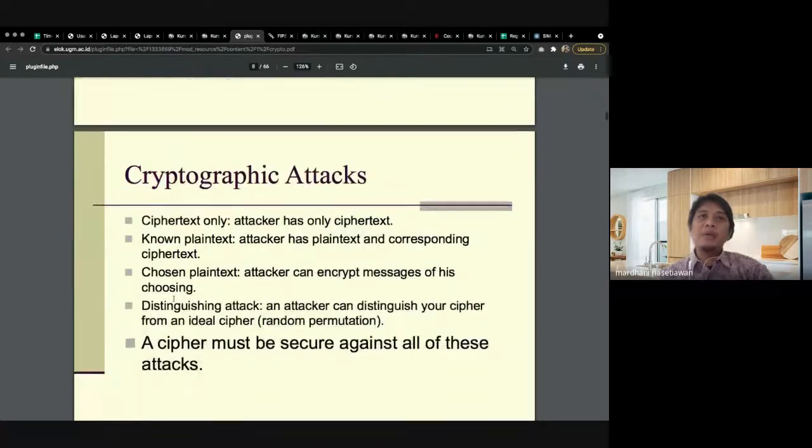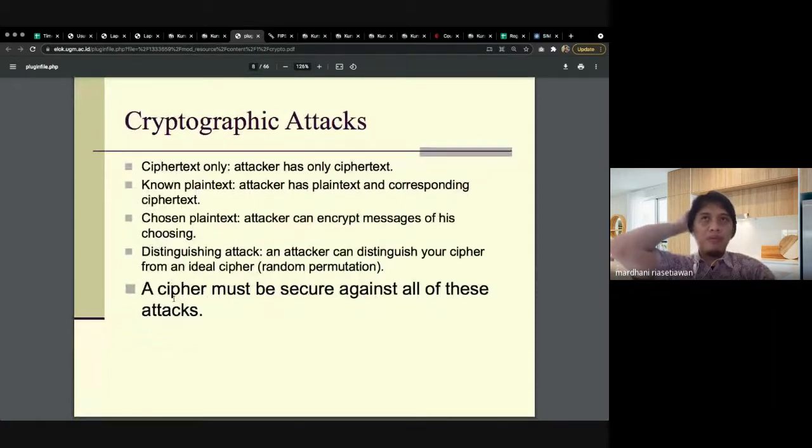Of course, in cryptography we also have some threats or challenges. Even when we already use the secret key, the public key and the digital signature, some of these cases still occur. In a ciphertext-only attack, the attacker has only the ciphertext. In a known plaintext attack, the attacker has plain text and the corresponding ciphertext. In a chosen plaintext attack, the attacker can encrypt messages of his choosing. In distinguishing, the attacker can distinguish your cipher from an ideal cipher using random permutation. So a cipher must be secure against all these attacks. The question is how we secure it and make the cipher strong against these attacks.